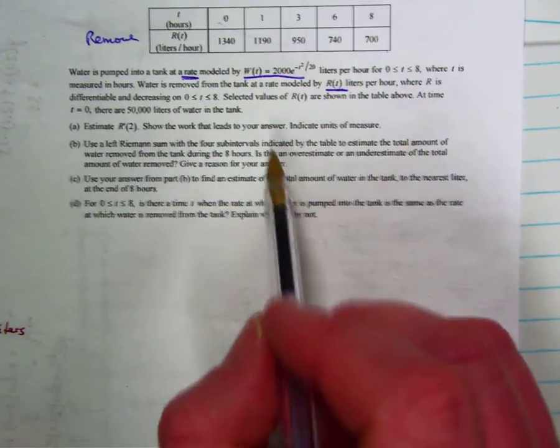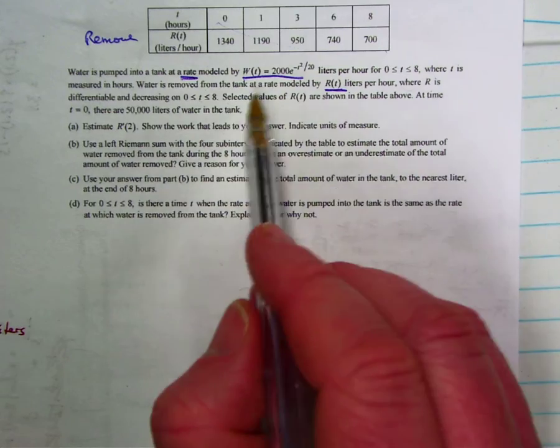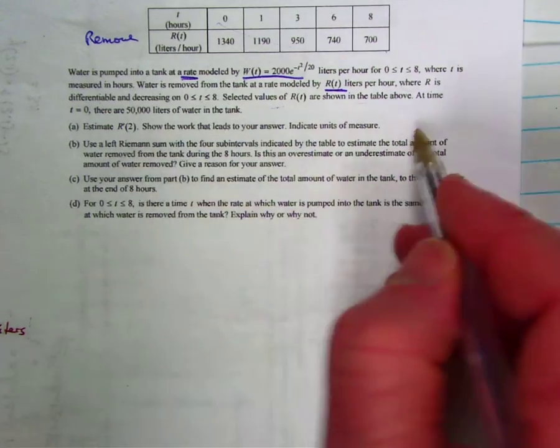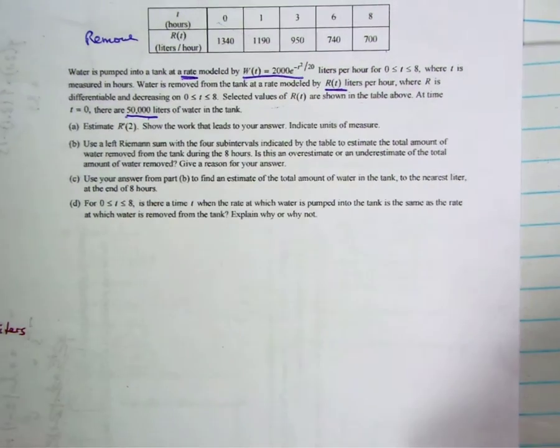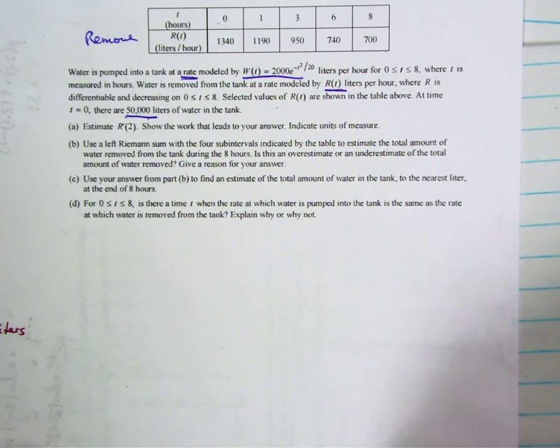Okay, so selected values of the table shown above at time 0. Okay, that's important to note. 50,000 to start with. So 50,000 liters of water in the tank.